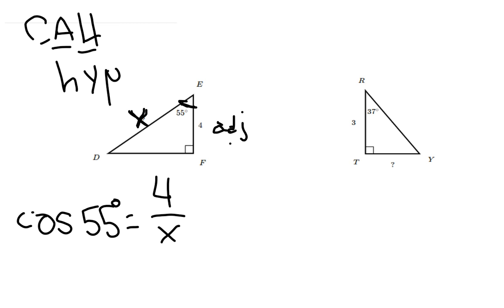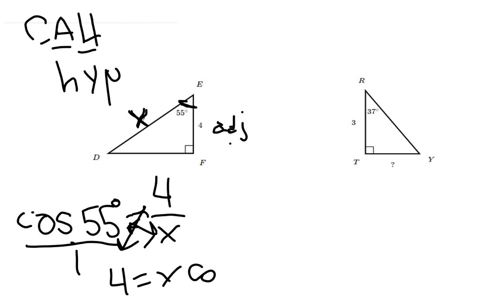Now that's just my setup. Now to solve this, I've just got to use a little bit of algebra. So I want to solve for x here. Whenever our x or our missing value is in the denominator, we can set this over 1 and we can cross multiply. So I can say that 4 times 1 is 4. That's going to be equal to x times the cosine of 55 degrees.